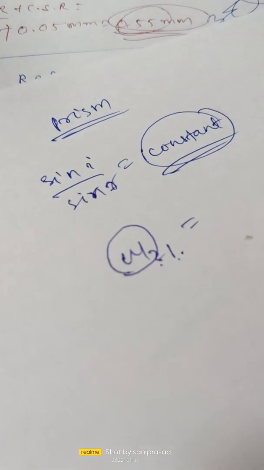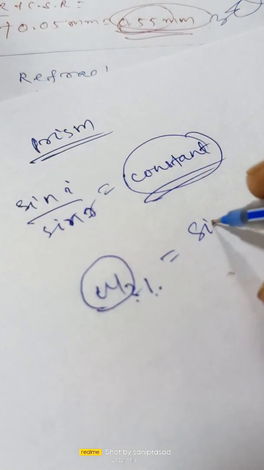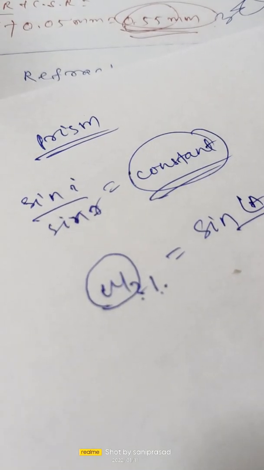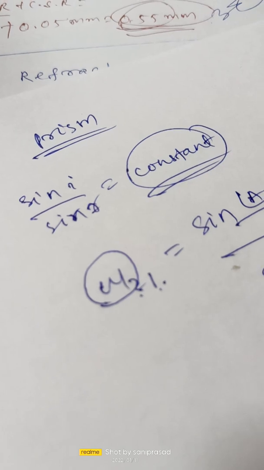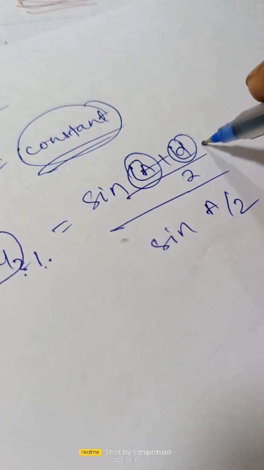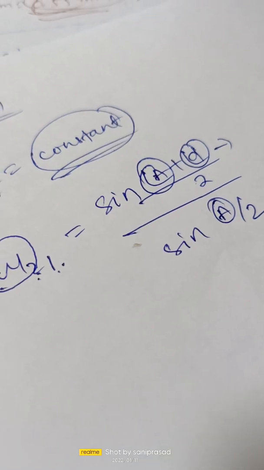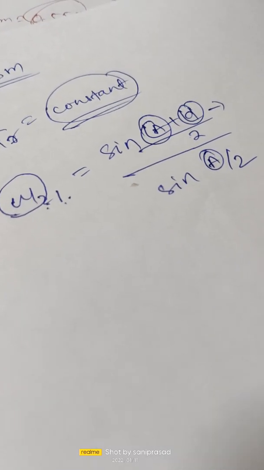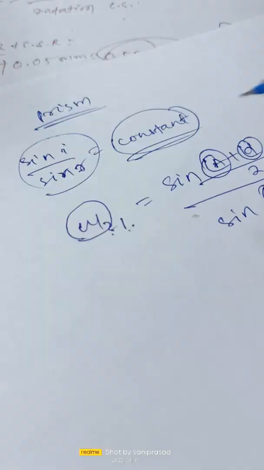Okay, so what will be the formula for the prism? Sin (A plus D) by 2 divided by sin A by 2. What is A? A is the angle of prism. What is D? D is the angle of deviation. So we have to find out the value of A and the value of D. Before the experiment, we should know how the formula is derived.